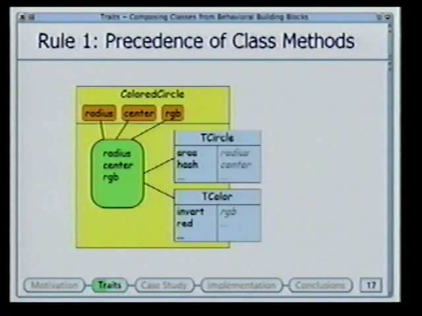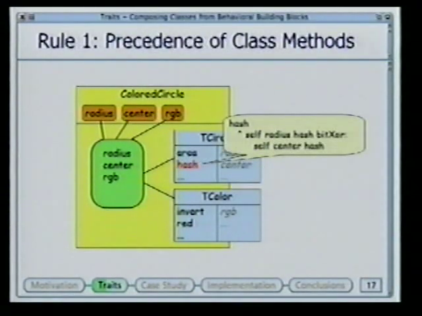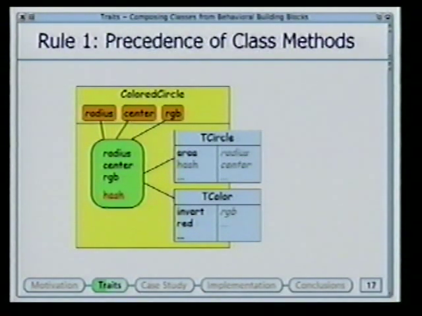Now the class is complete, but it doesn't necessarily mean that it already has the right behavior. For example, the method hash provided by t-circle only takes radius and center into account. Now we may say, we are talking about the colored circle, so we would also like to take the RGB value into account when we compute the hash. And so we would like to specialize that behavior. This is exactly where the first rule comes into play. If we implement a method hash on the level of the class, then this hash method overrides the hash method that we obtain from t-circle, and so we can actually specialize behavior that we get from traits.